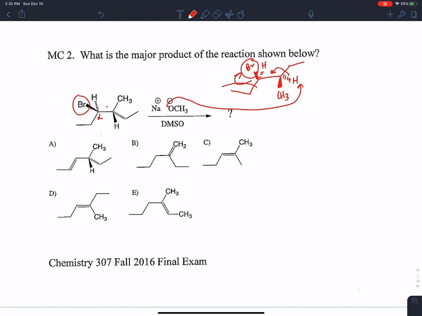All I know is this ethyl and this ethyl have to be trans to each other at the end. So in this answer, they're not trans. Here you went anti-Zaitsev. Here you're in the wrong spot.